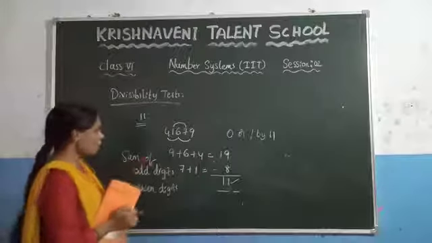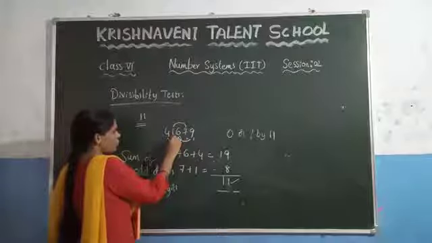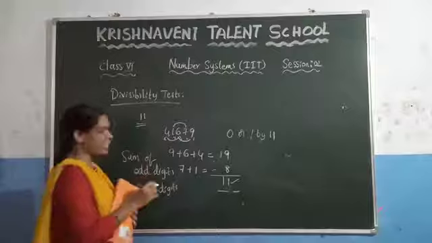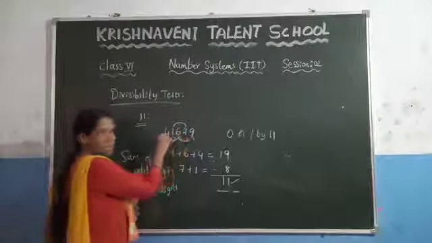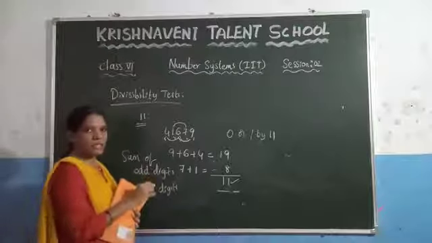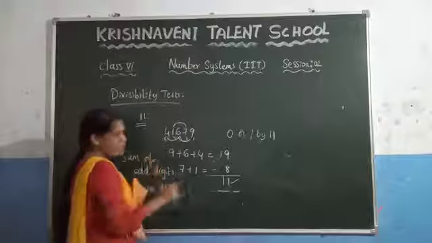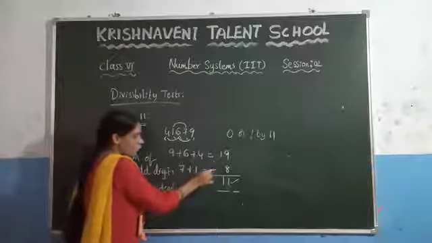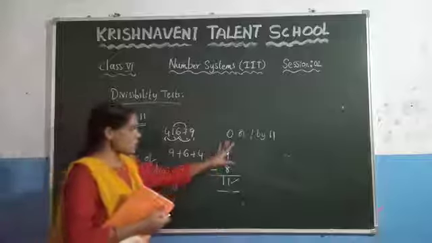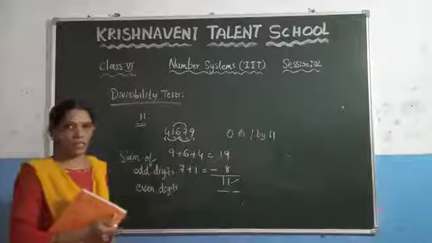Here this is the first digit, second digit, third digit, fourth digit, fifth digit. We need to take the sum of the odd digits. What are those? The first, third and fifth: 9, 6 and 4. After that we take the even digits. What are the even digits? The second and fourth, which are 7 and 1. Then we take the difference of these two, and if the result is either 0 or divisible by 11, we can say that the number is divisible by 11.